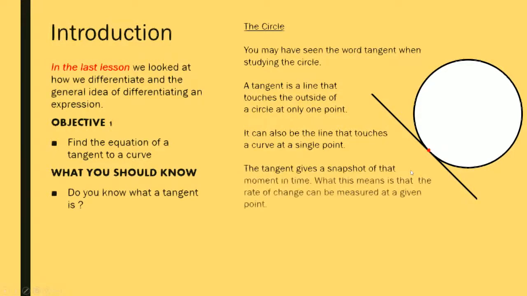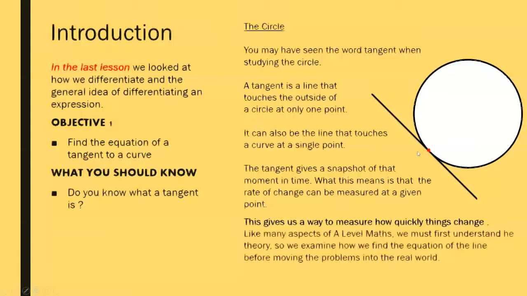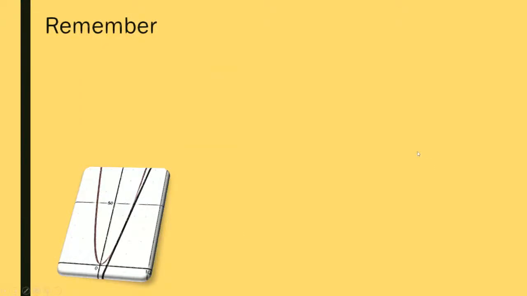The tangent gives you a snapshot of that moment in time. So that generally means that the rate of change can be measured at any given point along the curve, or gives us a way to measure how quickly things are changing, whether they're getting bigger or smaller at any given points of change. And like many aspects of A-level maths, you understand the theory of what we're going to do, and then we'll move on to practical examples, and I'll try and combine a little bit of both in this short lesson.